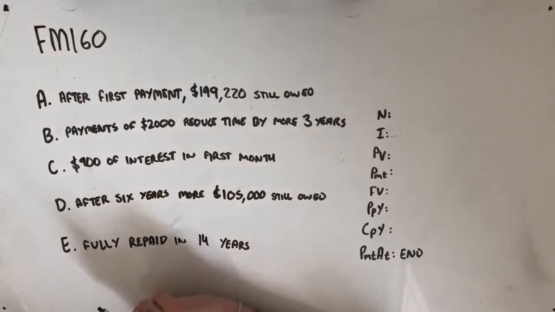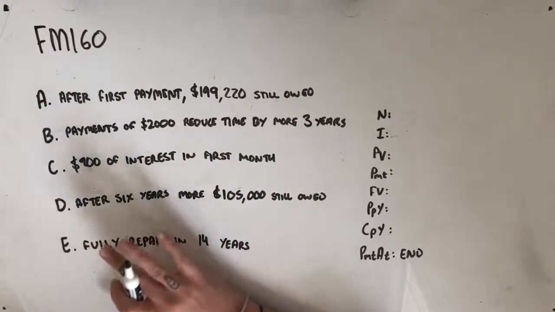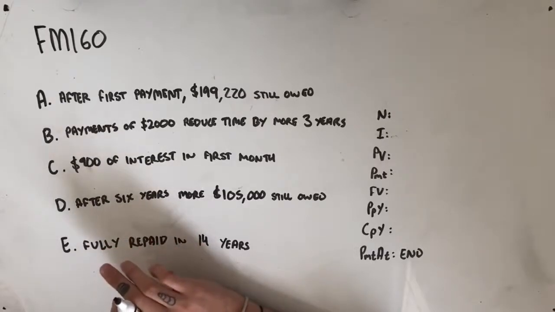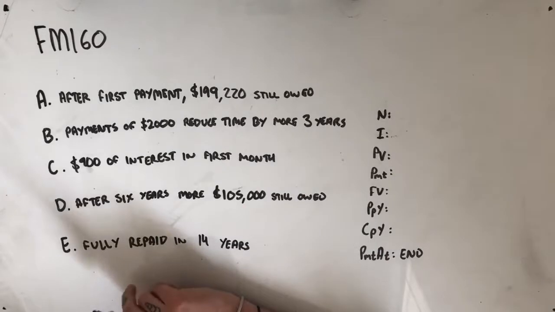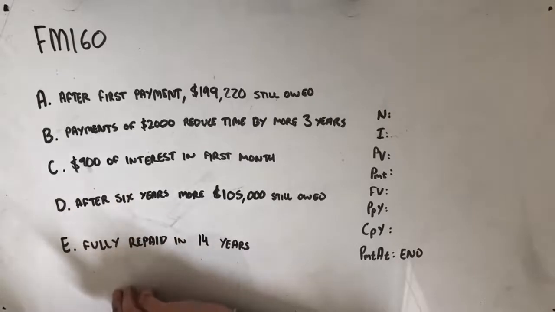And then option A, after the first monthly payment has been made, the amount still owing on the loan is $199,200. B, payments of $2,000 rather than $1,700 per month will reduce the time to repay the loan by more than 3 years. C, $900 of interest is paid in the first month. D, 6 years into the term of the loan, the amount still owing is over $105,000. And E, the loan will be fully repaid in 14 years.